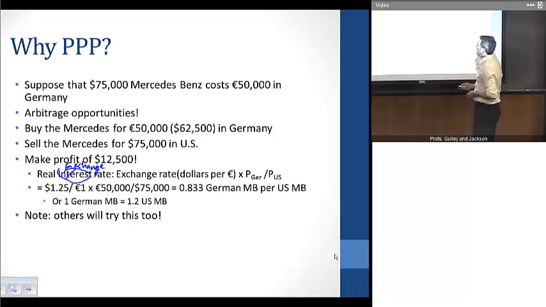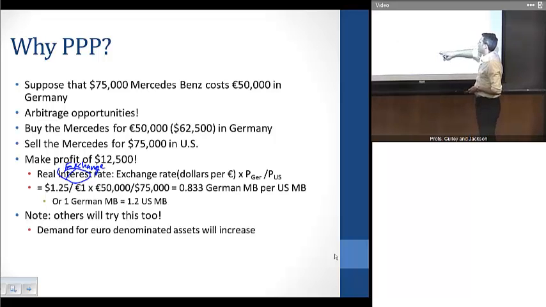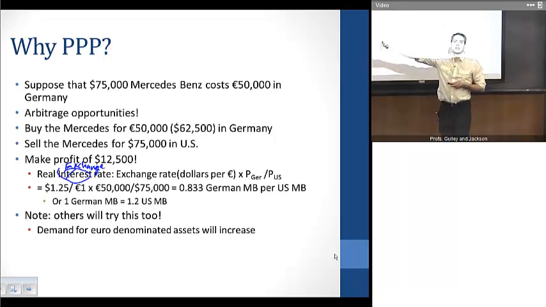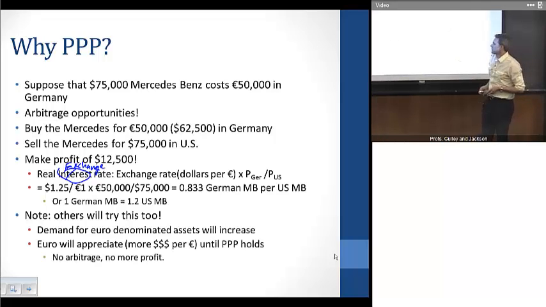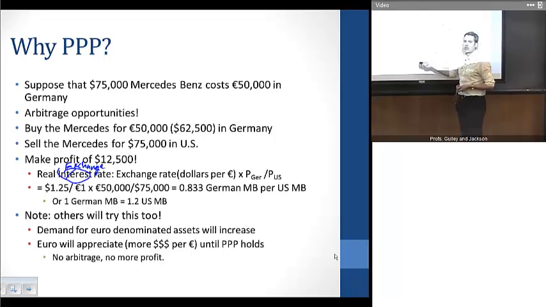And so the punchline is that the demand for German and euro-denominated assets is going to go up because we can make a lot of money by buying German Mercedes-Benz and importing them into the U.S. And as we'll see in a minute, that's going to result in an appreciation of the euro relative to the dollar, and that's going to move this exchange rate to the point where, again, purchasing power parity will hold. And so at that point, you would expect the real exchange rate to be equal to unity, and there would be no more opportunities for arbitrage.